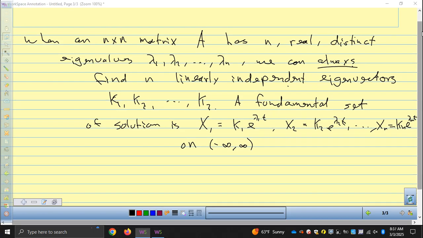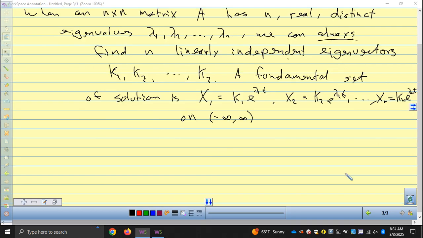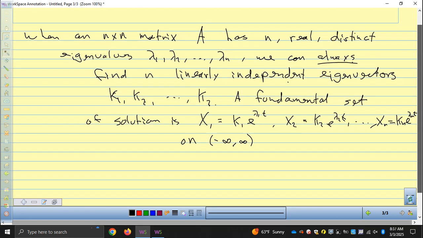Now when we have repeated eigenvalues, there's a little more work to find our linearly independent eigenvectors because we only have one eigenvalue to work with. And then with complex eigenvalues, the work is not finding the eigenvectors. The work is to represent our solution as real functions. There's just a little algebra involved there. All right, so questions before we do an example.